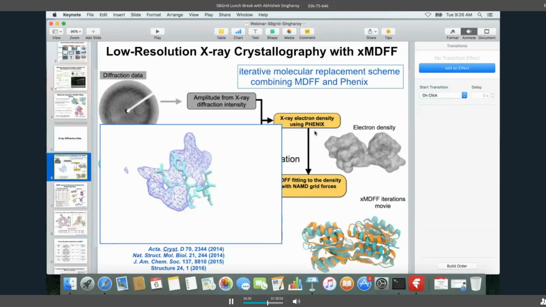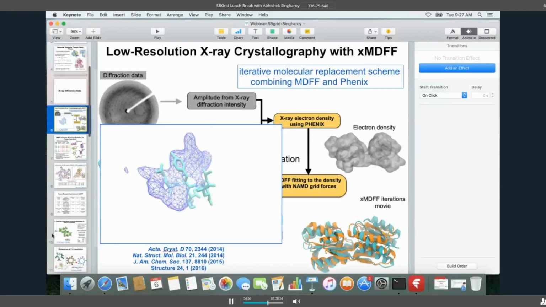I've got a question here from Pete Meyer. For low resolution X-ray maps, I'm curious to know, have you tried that with experimentally phased electron density in addition to model phased electron density from Phoenix Refine?